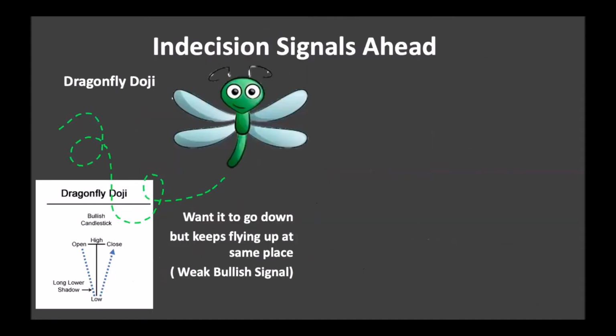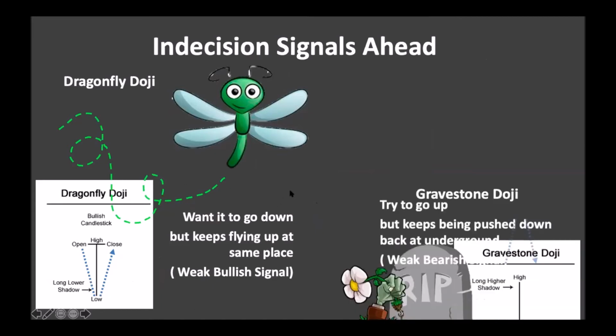Another signal is a doji, which is called indecision. One doji is called the dragonfly because it looks like a dragonfly. This happens when it opens at a high price, goes down, but closes at the high price, the same as the open price. Just imagine the dragonfly wants to go down, but it keeps flying up. So it's a weak bullish signal.